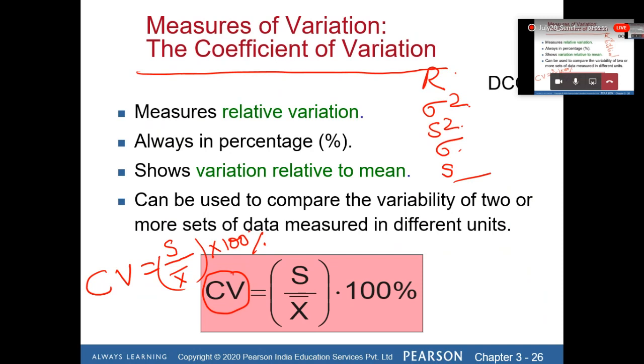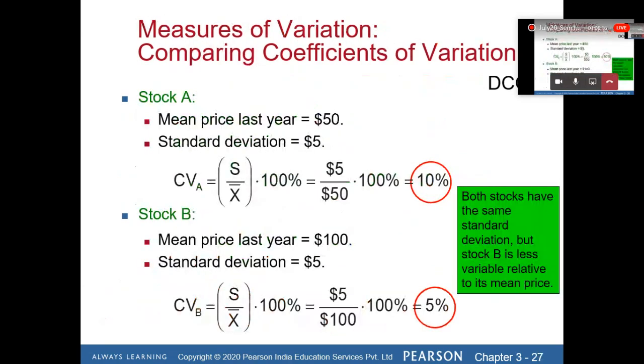Now, this is the coefficient of variation of a sample. If I want to find the coefficient of variation of a population, then we have to divide sigma by mu, where mu means population mean, and multiply it by 100. Then you will get the coefficient of variation. I have given certain illustrations and a case study in the PowerPoint slide.